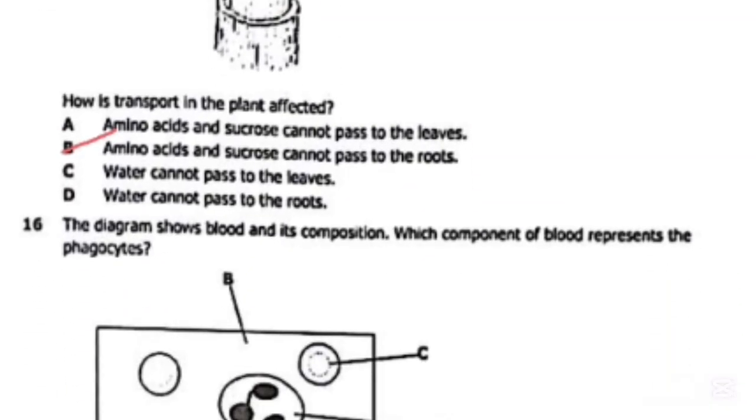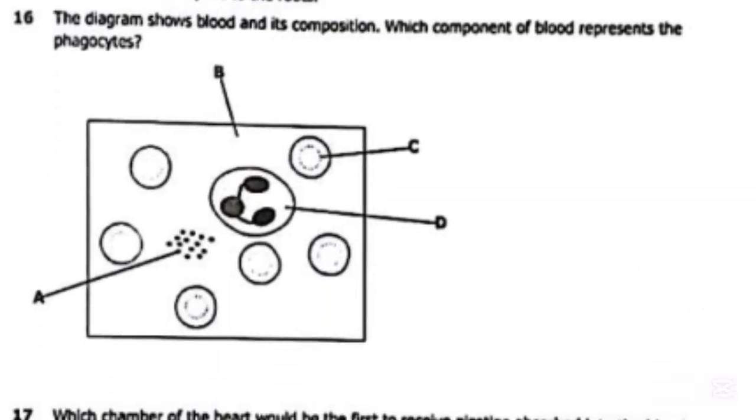The diagram shows blood and its composition. Which component of blood represents the phagocyte? So here on the diagram, we have how many cells? We have 4 types of cells, and they're asking us to name the component that represents the phagocyte. So remember, I told you that the phagocyte have one characteristic which differentiates them from the lymphocytes, the erythrocytes, and other white blood cells and red blood cells.